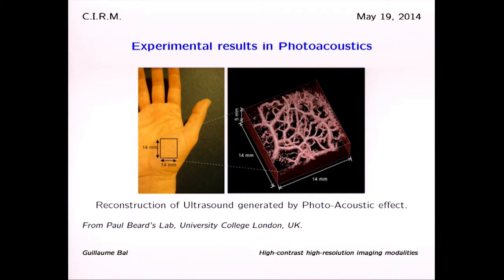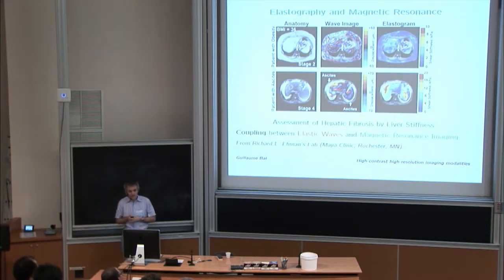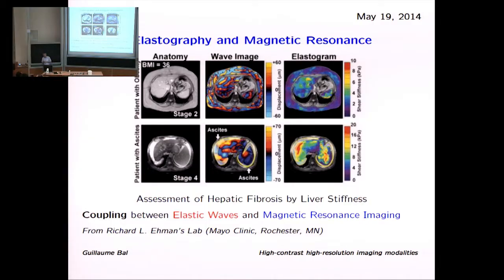You see relatively good contrast between blood and no blood, because blood absorbs differently than the surrounding tissues, and you see the vasculature with high resolution, something that you cannot do with purely optical techniques. All right, so there are other modalities of a similar flavor.